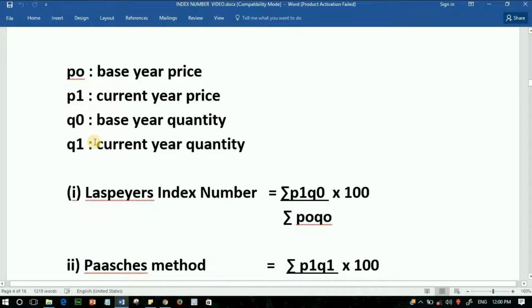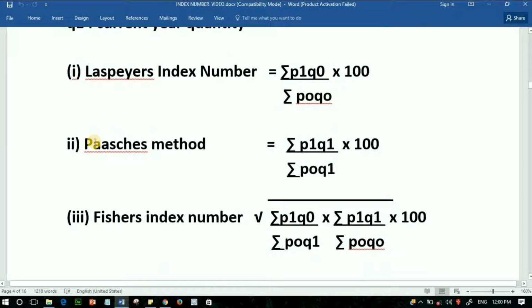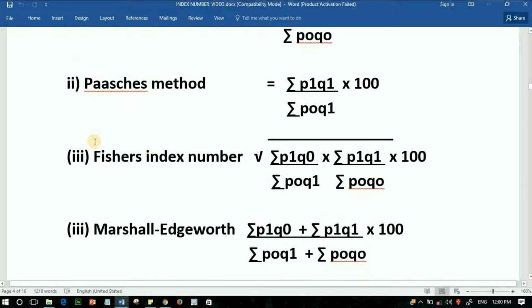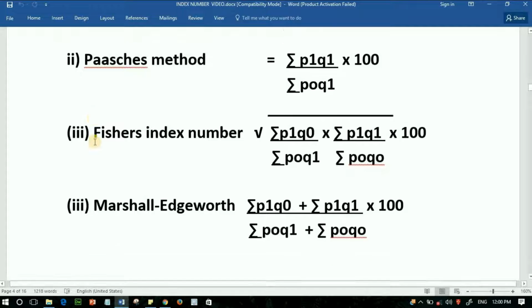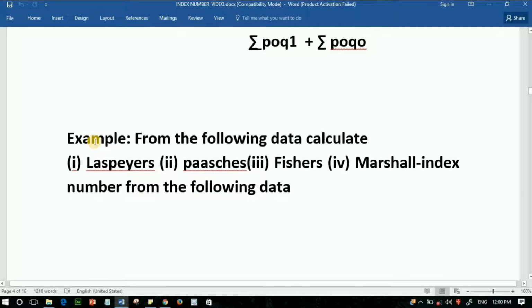First of all, the Laspeyres index number. The formula is sigma P1 Q0 divided by sigma P0 Q0 into 100. Paasche's method is sigma P1 Q1 by sigma P0 Q1 into 100. Then Fisher's index number is the multiplication of Laspeyres index number and Paasche's method, taking the square root. That is sigma P1 Q0 by sigma P0 Q0 into sigma P1 Q1 by sigma P0 Q1, into 100. Marshall-Edgeworth is sigma P1 Q0 plus sigma P1 Q1, all divided by sigma P0 Q0 plus sigma P0 Q1, into 100.